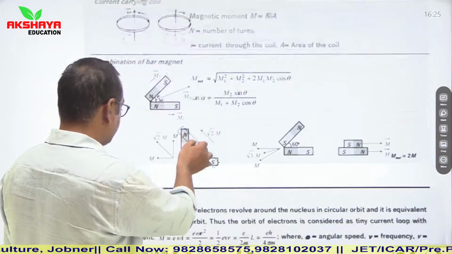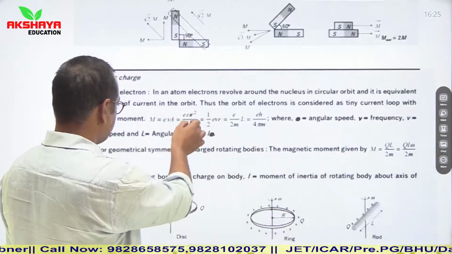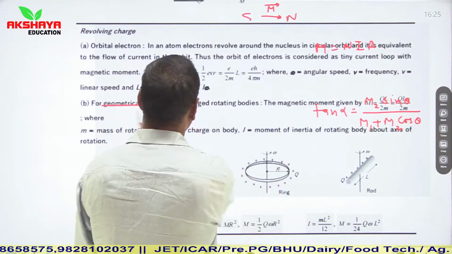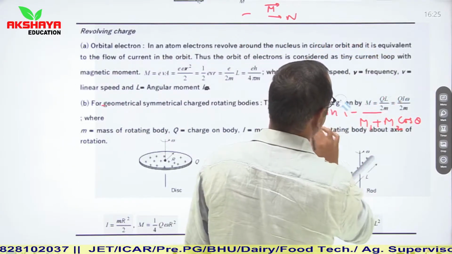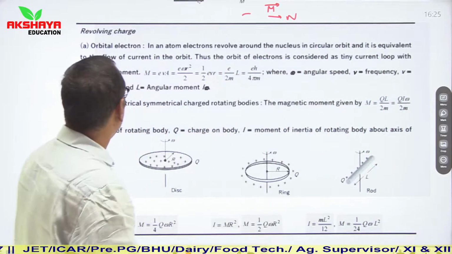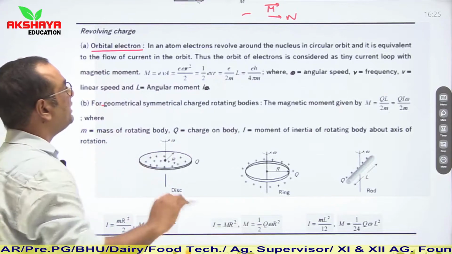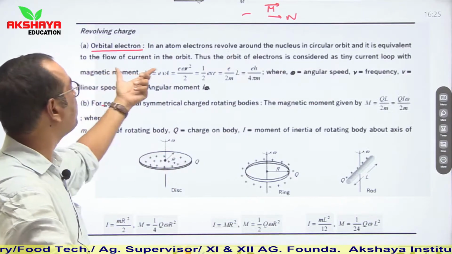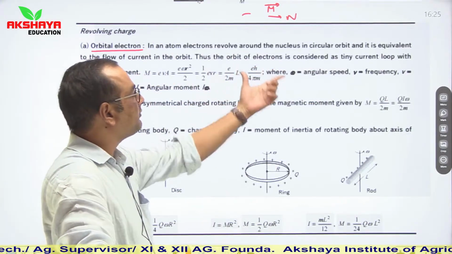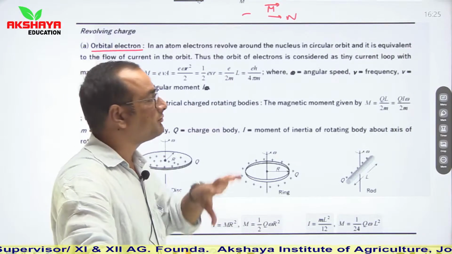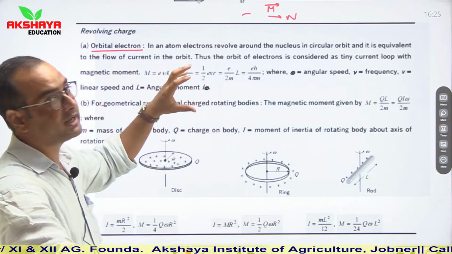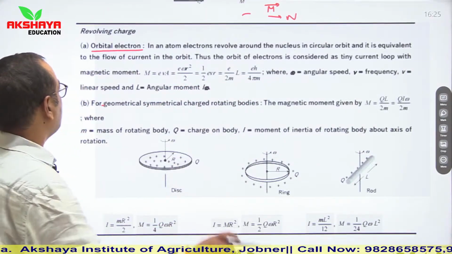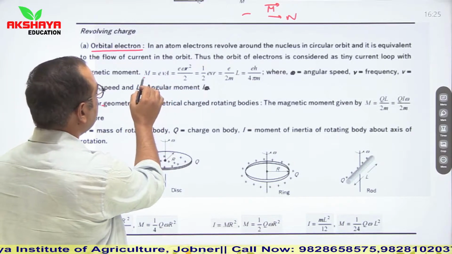Now, revolving charge. The concept of this revolving charge is the orbital electron. In an atom, electrons revolve around the nucleus in circular orbits, and it is equivalent to the flow of current in the orbit. Thus, the orbit of electrons is considered as a tiny current loop. So whenever electrons are orbiting in a given orbit, they produce tiny current loops with magnetic moment m is equal to eVA.